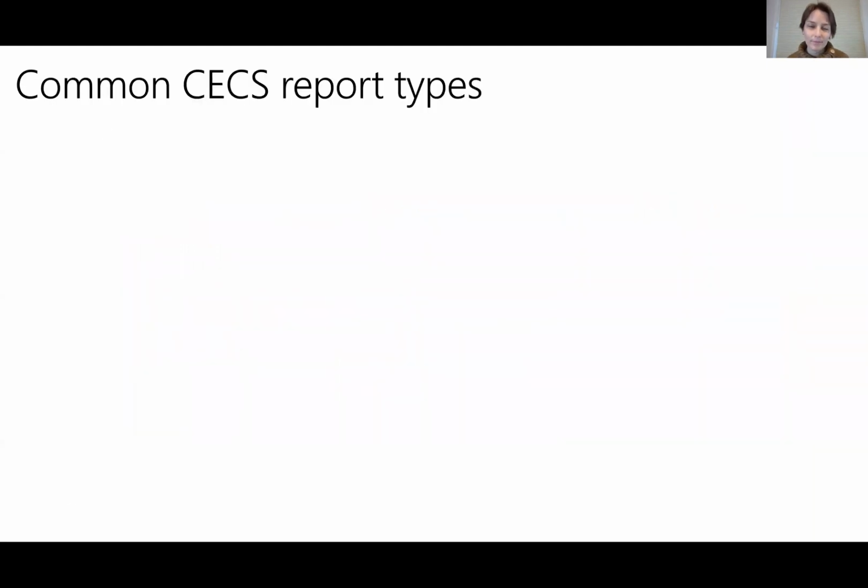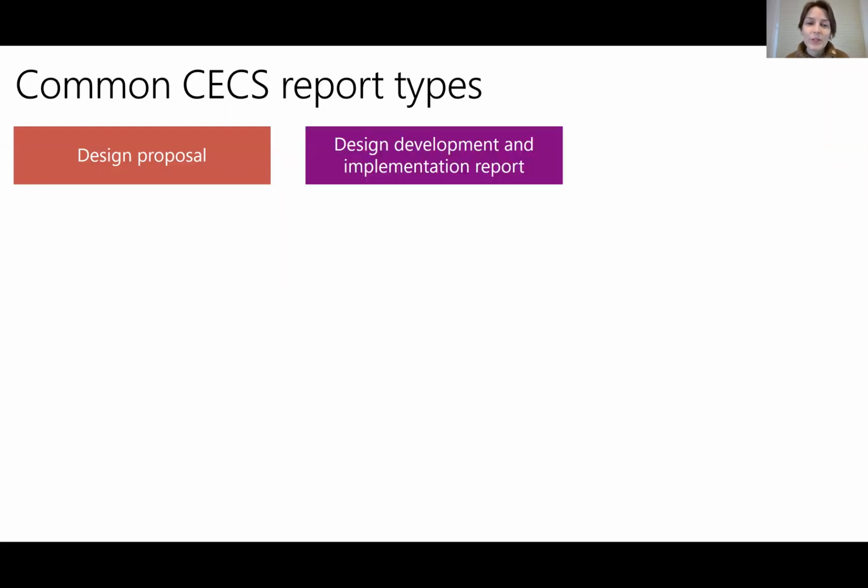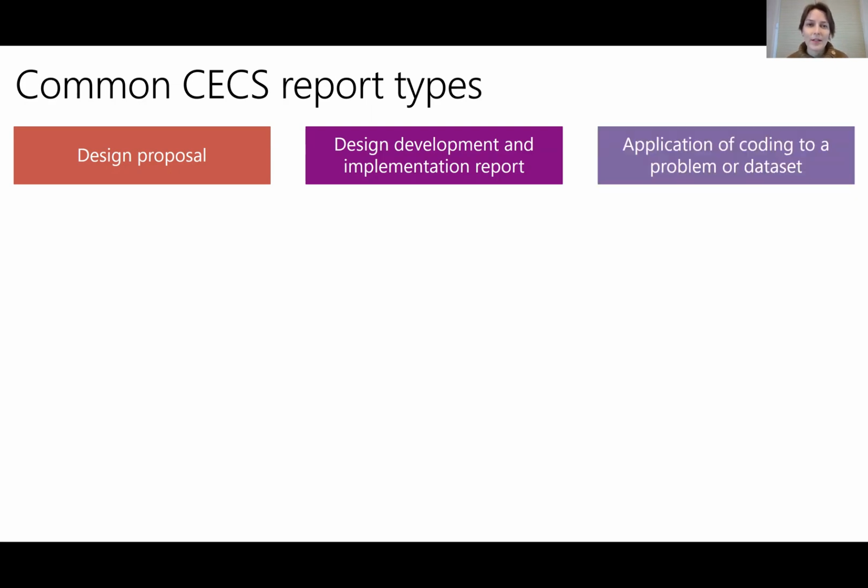So common reports include things like design proposals in engineering, where you might be asked to meet a certain set of specifications and propose a design. And in some reports, you might be implementing that design in relation to those specifications. So that would be where you'd report on how you identified the particular design and how you implemented it. And then in computer science, you might be asked to analyze a particular data set or do some programming or coding in relation to particular problems that you're given.